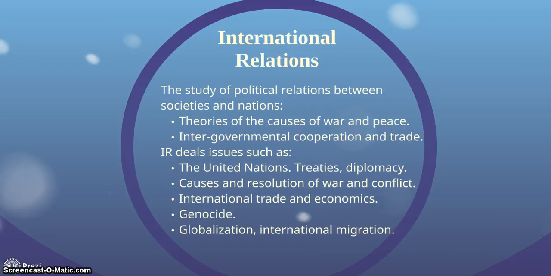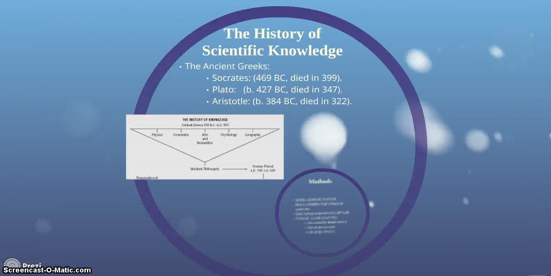And then a related field to political science is international relations, the study of political relations between societies and nations. This would include theories of the causes of war and peace, intergovernmental cooperation, and trade. IR deals with such issues as the United Nations, treaties, diplomacy, the causes and resolution of war and conflict, genocide, international trade, globalization. We'll be studying international relations at the end of this course.